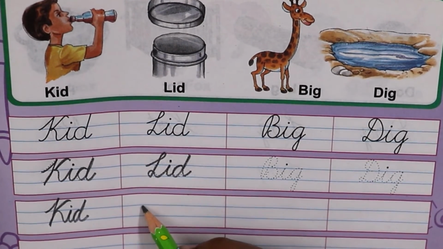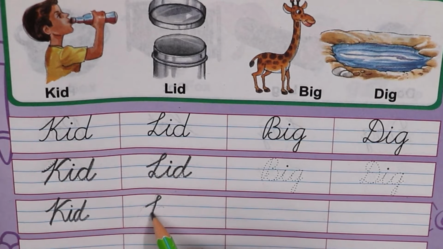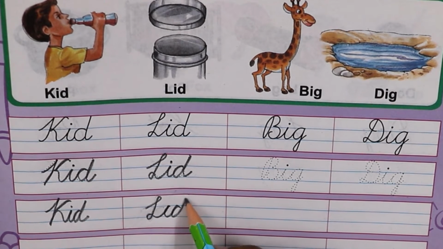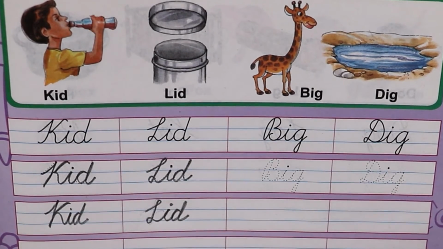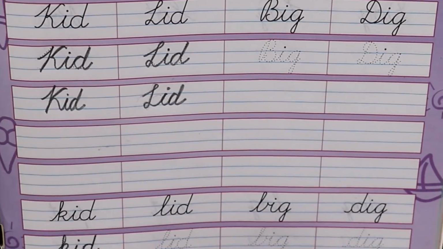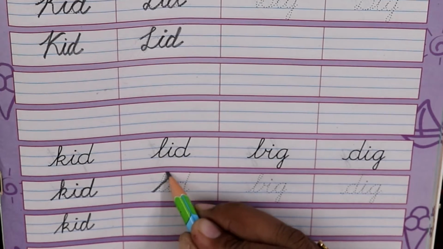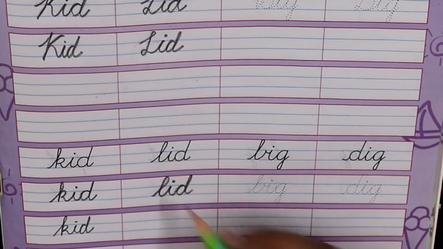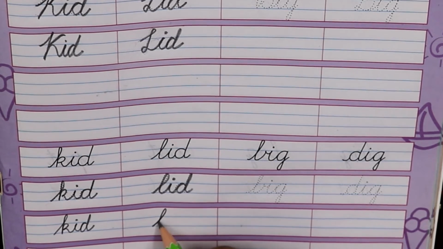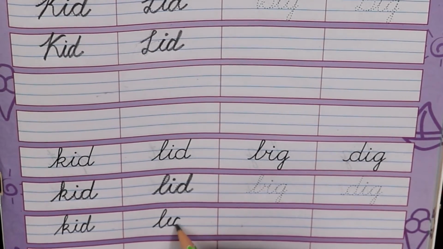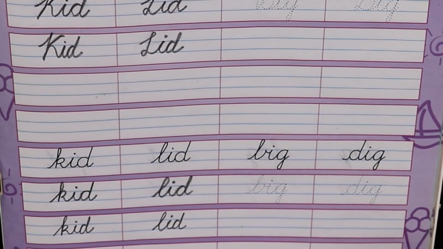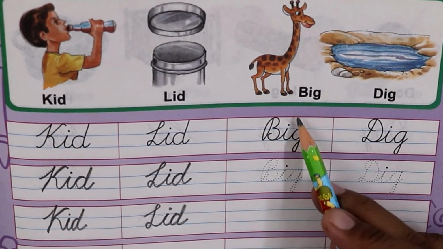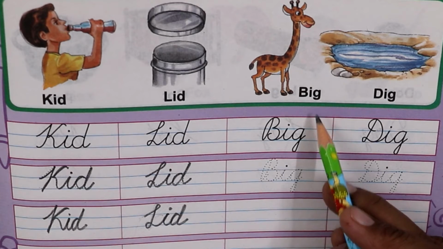L-I-D, lid. L-I-D, lid. Now with small l. L-I-D, lid. Our next word is big. B-I-G, big.